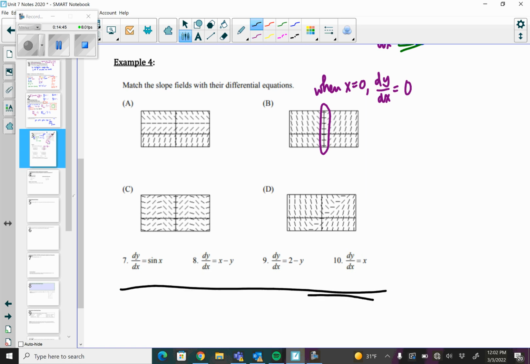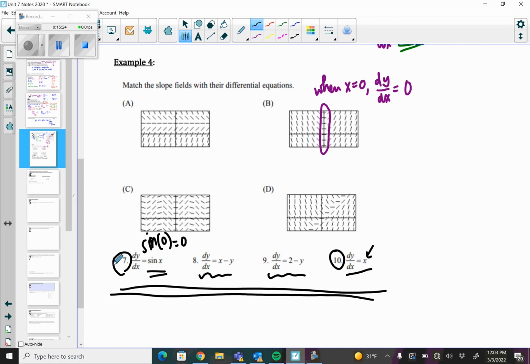So if I look at these right here, do any of those work? If x is 0, my derivative is 0. Well, look, if x is 0, my derivative is 0. That works here. If x is 0 for 9, we don't really know anything about x in the differential equation for 9. For 8, 0 minus y would give us a negative y, so there could be an option here, but not necessarily everyone. For sine of 0, sine of 0 is indeed 0. So 10 is also, or 7 is also a possibility for B here.